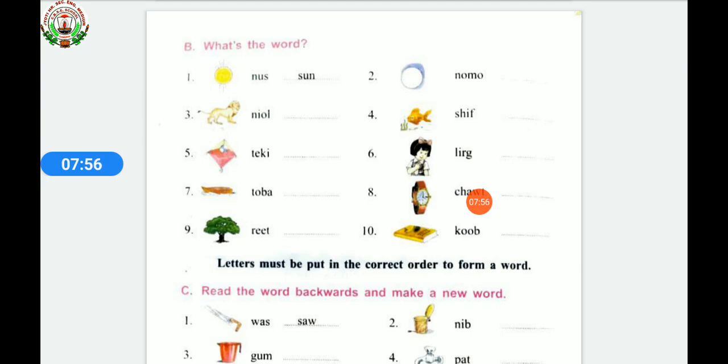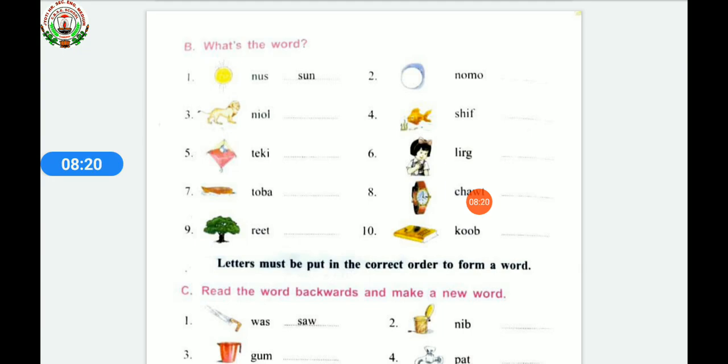KITE. Sixth one, the picture is of a girl. And what is the spelling of girl? GIRL. You have to put all the letters in a correct order to form the proper word. So the answer is girl. GIRL. Seventh picture is of a boat.